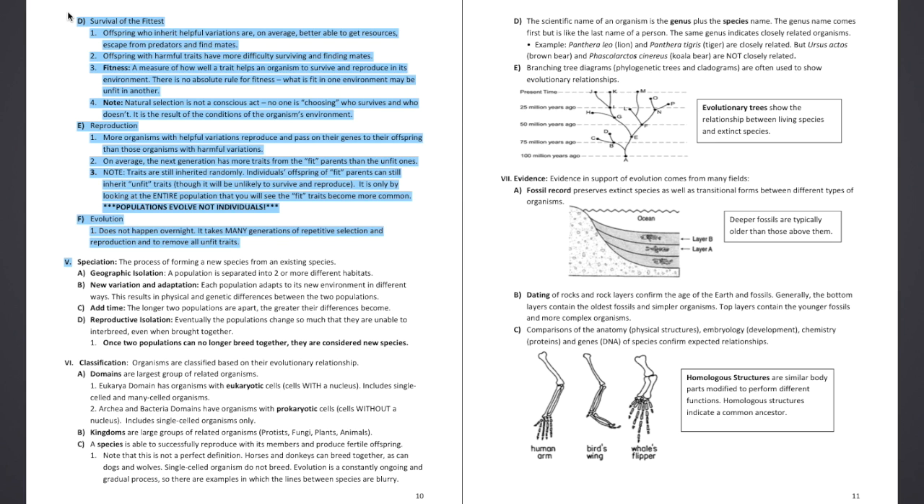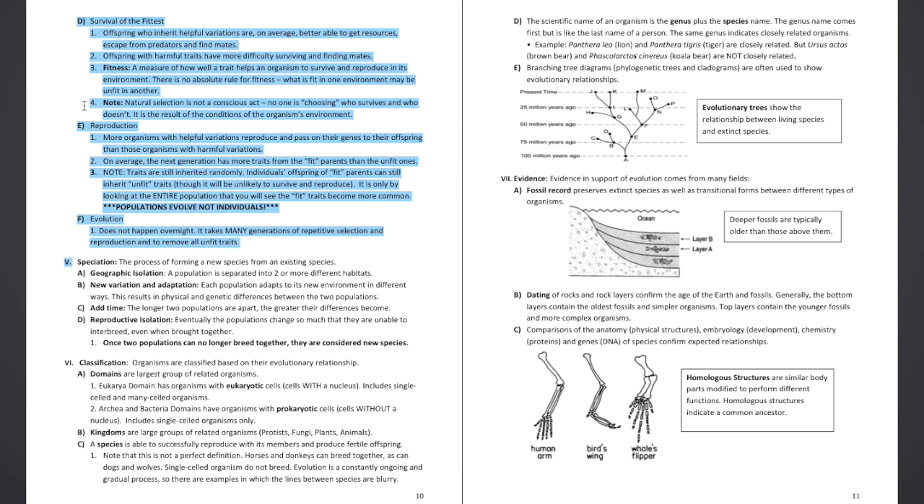D. Survival of the fittest. 1. Offspring who inherit helpful variations are, on average, better able to get resources, escape from predators, and find mates. 2. Offspring with harmful traits have more difficulty surviving and finding mates. 3. Fitness. A measure of how well a trait helps an organism to survive and reproduce in its environment. There is no absolute rule for fitness. What is fit in one environment may be unfit in another.